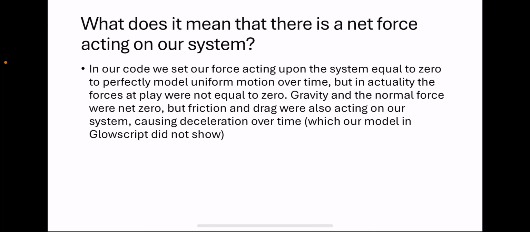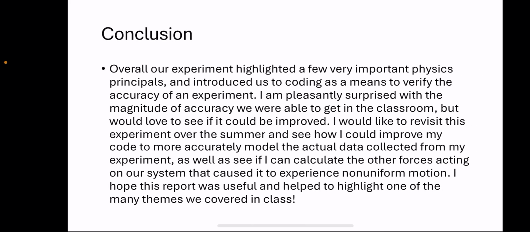In our code, we set our force acting upon the system equal to zero to perfectly model uniform motion over time, but in actuality there were forces at play that were not equal to zero. Gravity and the normal force were net zero, but friction and drag were also acting on our system, causing deceleration over time, which our model in GlowScript did not show.